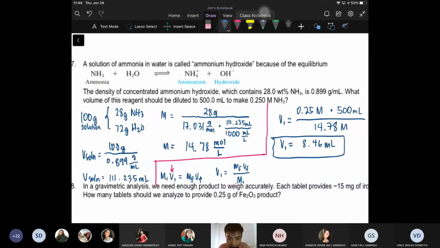So, pwede kayo mag-screenshot. Wala nagbabawal mag-screenshot. No? Okay? So, yan.